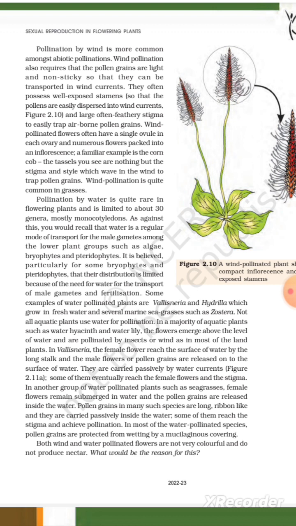In most of the water-pollinated species, pollen grains are protected from wetting by a mucilaginous covering. Both wind and water pollinated flowers are not very colorful and do not produce nectar. What could be the reason for this?